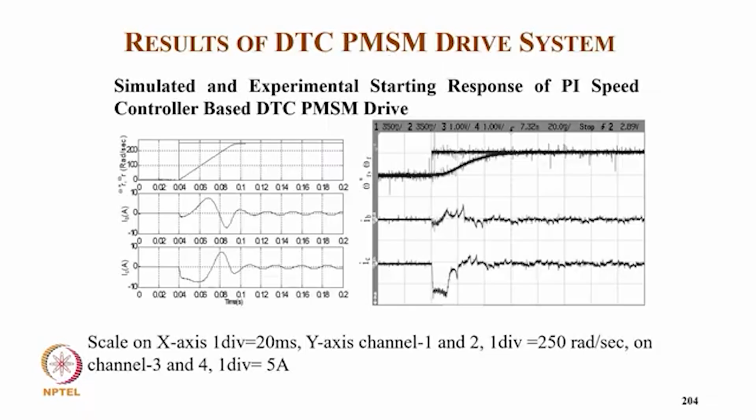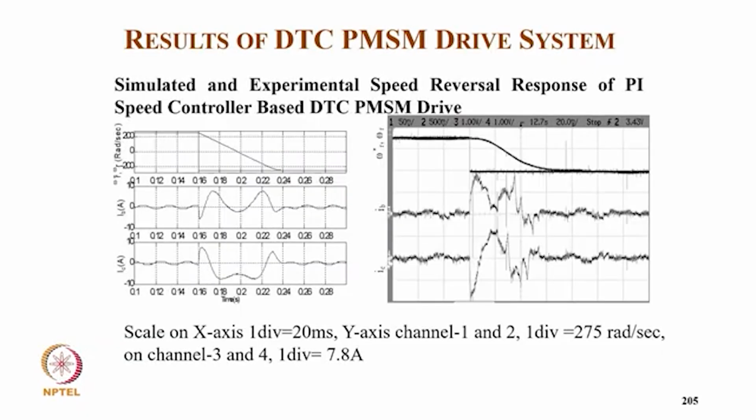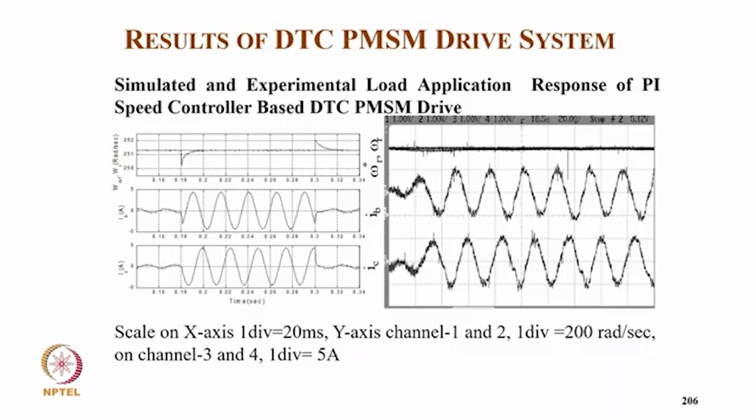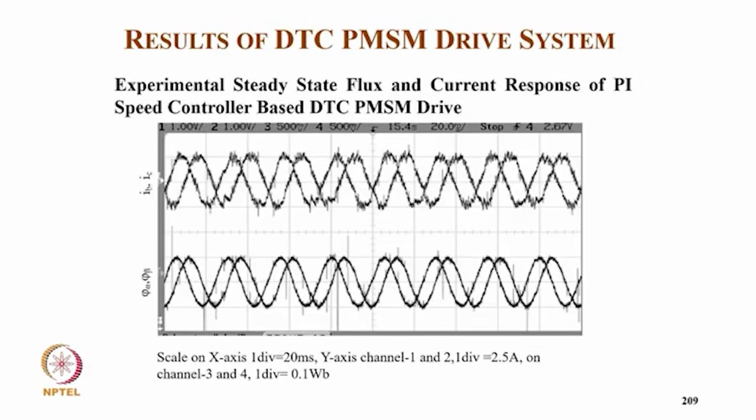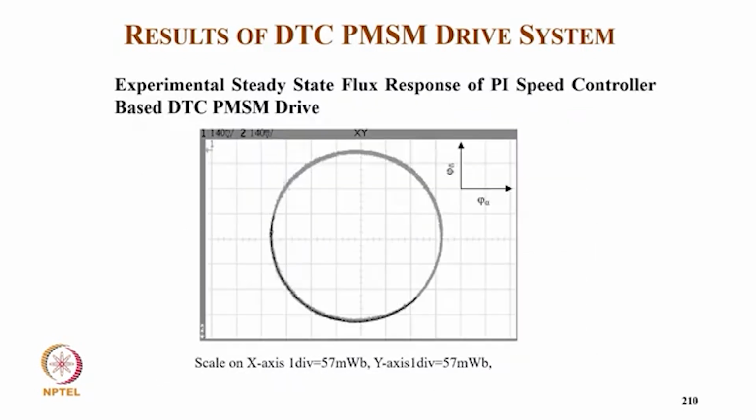And this is the simulated and experimental response for starting with the PI controller. You can see how the speed increases and current reduces, and this is for reversal. The experimental and simulated response for load change application and removal. This is also removal, and this is for steady state condition of the PI controller. And this is the flux estimated from current, the estimated psi alpha and psi beta, and this is the hodograph of psi alpha psi beta, which is a complete circle, indicating that the flux is sinusoidal.